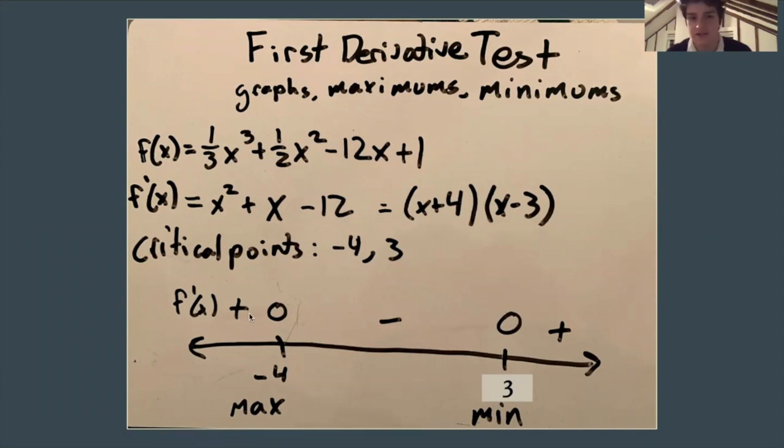We plug in values less than -4 and we see that all of them are positive. So we know the derivative here is positive. Now we plug in values between -4 and 3 and we see that all of those are negative. So the derivative here is negative, and then the same thing for this side, and we see that it's positive. That means the actual graph is increasing here, decreasing here, and increasing here, making this a maximum because it goes from increasing to decreasing, and this a minimum because it goes from decreasing to increasing.